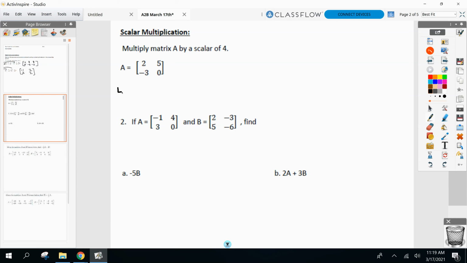Now I'm going to call this matrix 4 times A, 4A, and I am going to multiply everything in there by 4. 8, 20, -12, 0. That's it. Just multiply every entry by what we're asking you to. Number 2. I got 2 matrices A and B. A is pretty easy. Multiply matrix B by -5.